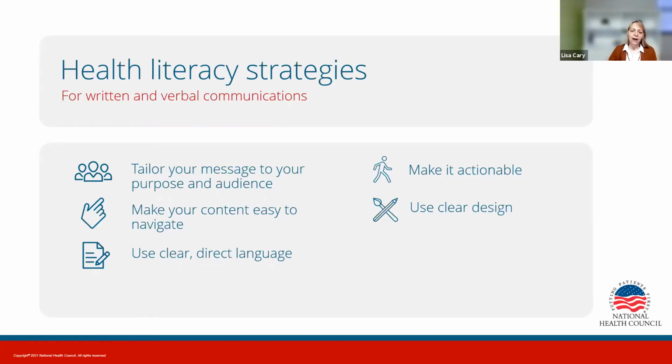These are the 5 main categories of health literacy for clear print and digital communications. First, you want to tailor your message to your purpose and audience. In other words, thinking about who you're trying to reach and why. Getting to the point, making your content easy to navigate. Using clear, direct language so the information is easy to read and understand. Then making your material actionable, telling the readers what you want them to do. And finally, using clear design to draw attention and improve the reader's comprehension of your material.